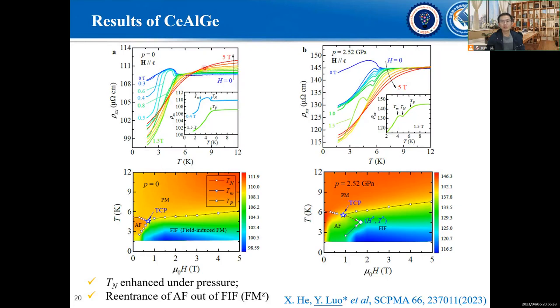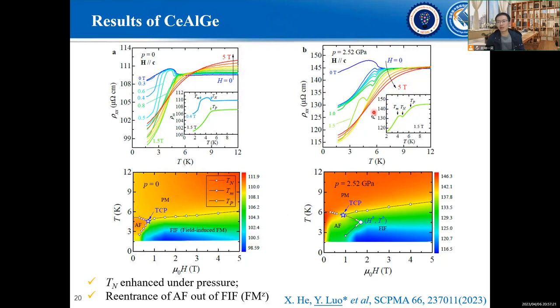And of course, when field is large enough, the moment of the terbium is also polarized before entering the AFM transition. So we can construct a phase diagram by this color plot, and we can see that this TN and Tm and also the Tp defined from the slope change, the three characteristic temperatures merge at this point. Therefore, this point probably is a tricritical point.